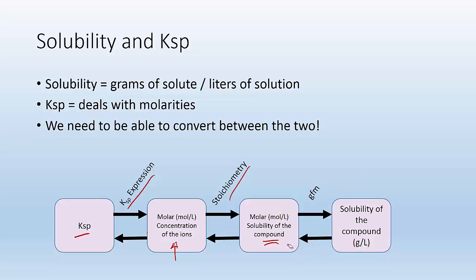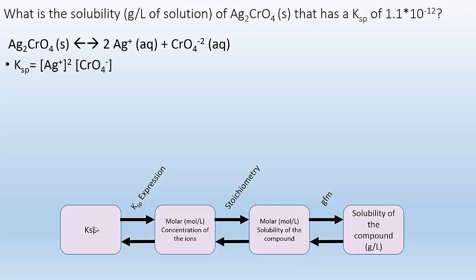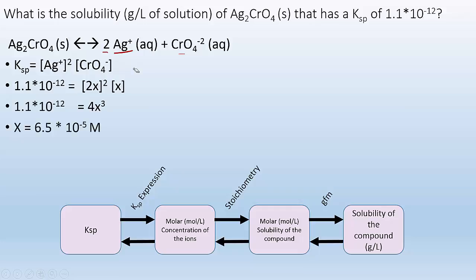So this is my little cheat sheet that you guys can refer to. All right. So what is the solubility in grams per liter of solution of Ag2CrO4 solid that has a KSP of 1.1 times 10 to the minus 12? So this is going to be our equilibrium. Our KSP is going to be this, because that's how we get it. Ag, there's a 2 there, so we got to square it here. And we only got 1 CrO4, so it's just that. Right. So then, again, I plug and chug, and I'm going to solve for x like I did before. And I get 6.5 times 10 to the minus 5 molar.